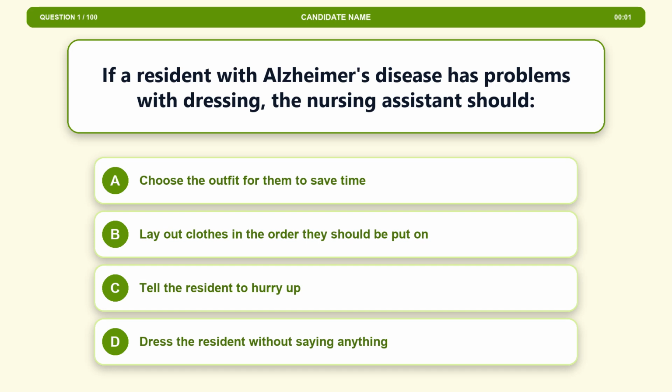Question 1. If a resident with Alzheimer's disease has problems with dressing, the nursing assistant should: Option A, choose the outfit for them to save time. Option B, lay out clothes in the order they should be put on. Option C, tell the resident to hurry up. Option D, dress the resident without saying anything.